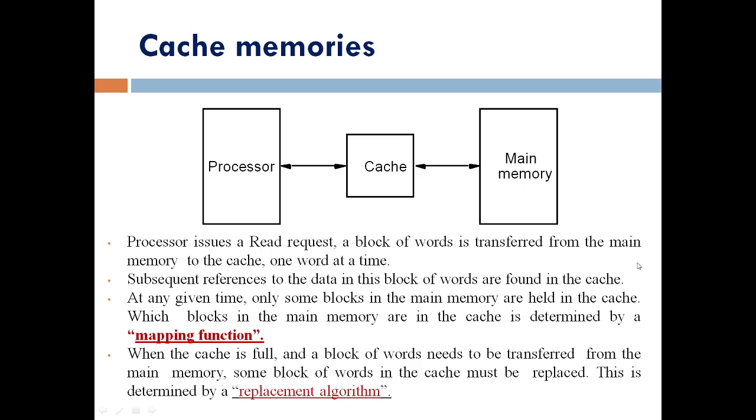At any given time, only some blocks in the main memory are held in the cache. Which blocks in the main memory are in the cache is determined by a mapping function. When the cache is full and a block of words needs to be transferred from the main memory, some block of words in the cache must be replaced. This is determined by a replacement algorithm. The replacement algorithm is the one which replaces a memory block in the cache memory with a new block of data from the main memory.